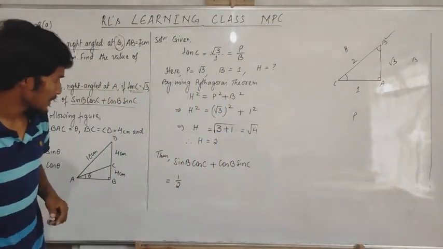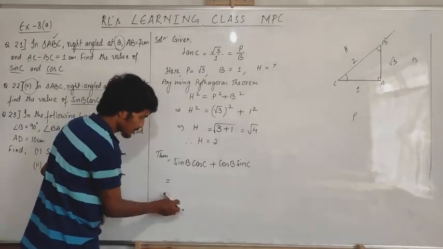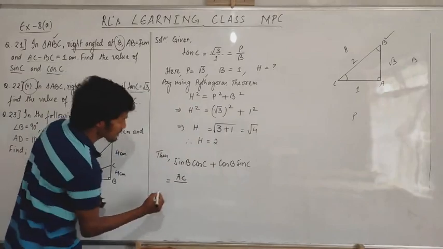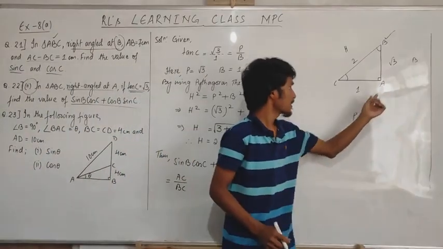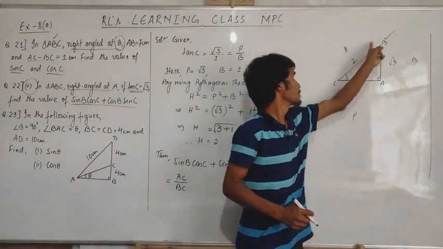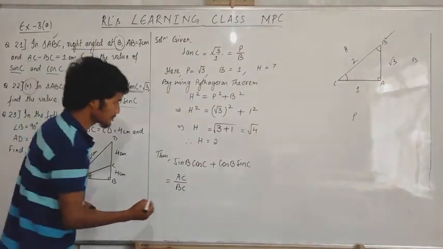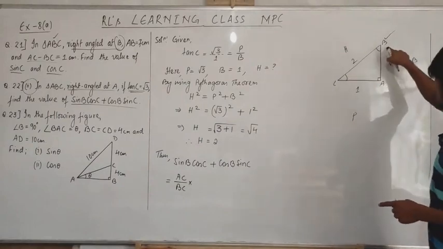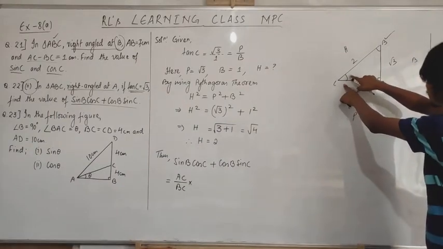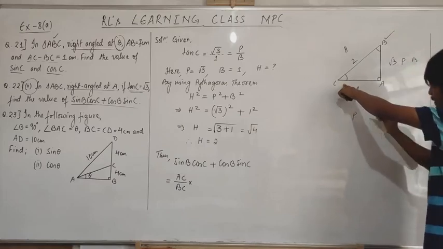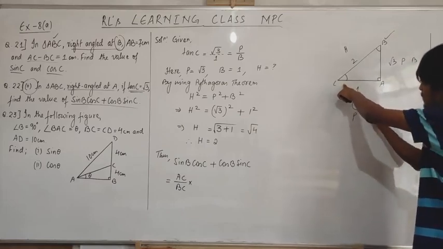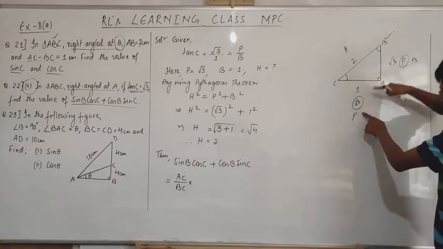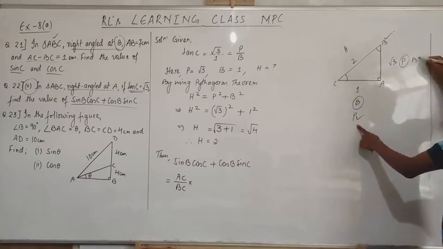Or should I write it first like this? Now sin B is perpendicular by hypotenuse, that is AC by BC, because this perpendicular is AC and hypotenuse is BC. Then look at cos C. Now cos C, with respect to this angle. With respect to angle C, this will be the perpendicular, then this will be the base. But with respect to B, this will be perpendicular, then this will be the base.